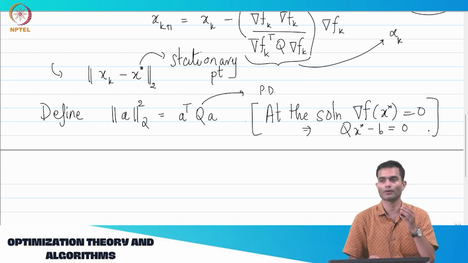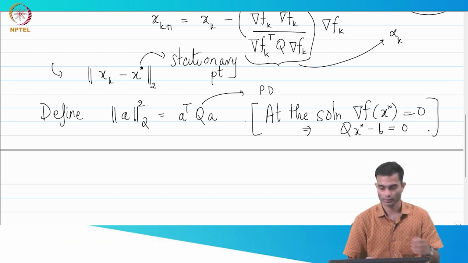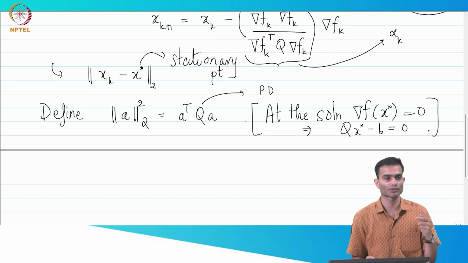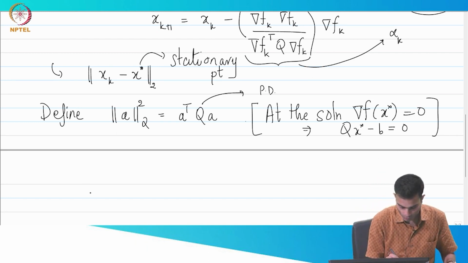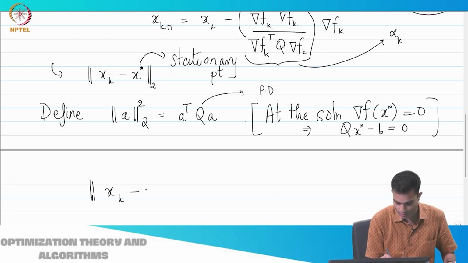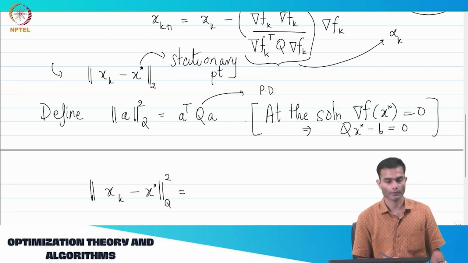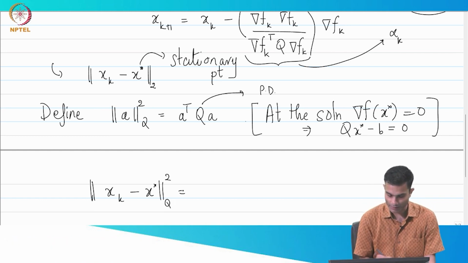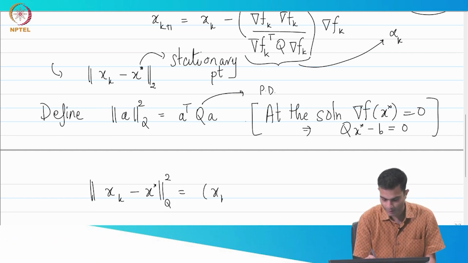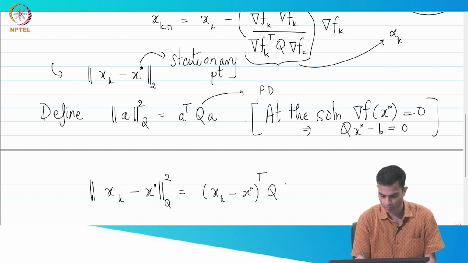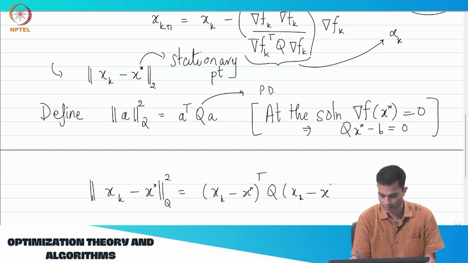What is the distance of the iterate from the solution? But we are going to use the q norm instead of the 2 norm. So what we need to compute is this, right? We'll just plug in the definition of this norm. I'm going to get xk minus x star transpose q xk minus x star.